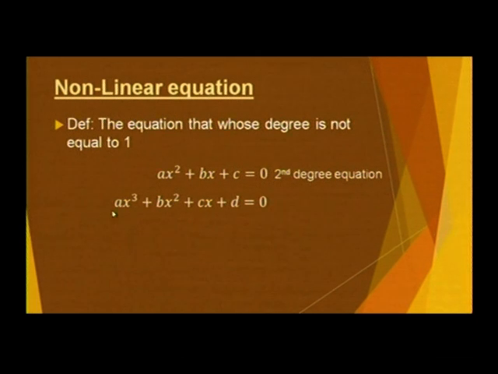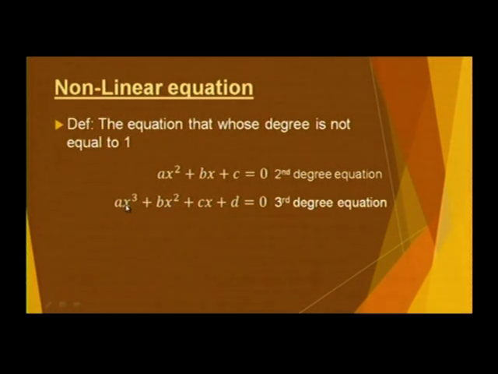Next, ax cube plus bx square plus cx plus d is equal to 0. Here, what is this, friends? Do you observe? It is the third degree equation. How many equations are here? 2 equations are there. First one is second degree equation and second one is third degree equation.